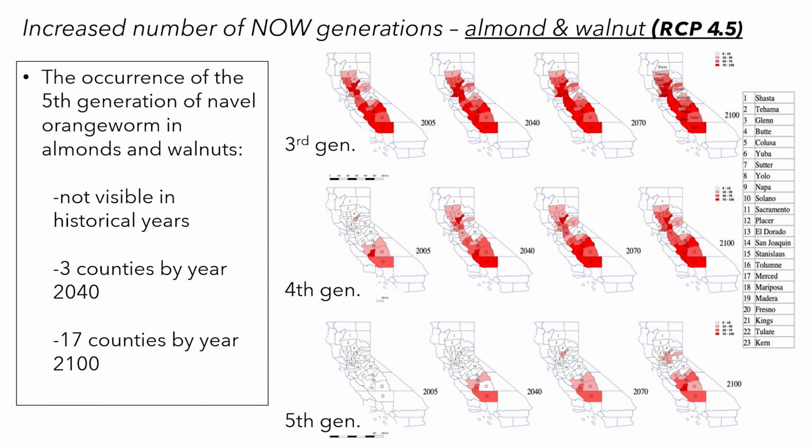This is the 5th generation. It's a historical look at, if you looked at this, we don't have the 5th generation, but if you start looking at 2040, 2070, in the end of the century, that's where you're seeing the southern part of the valley in the counties will have or likely have a 5th generation of Nebelungium.